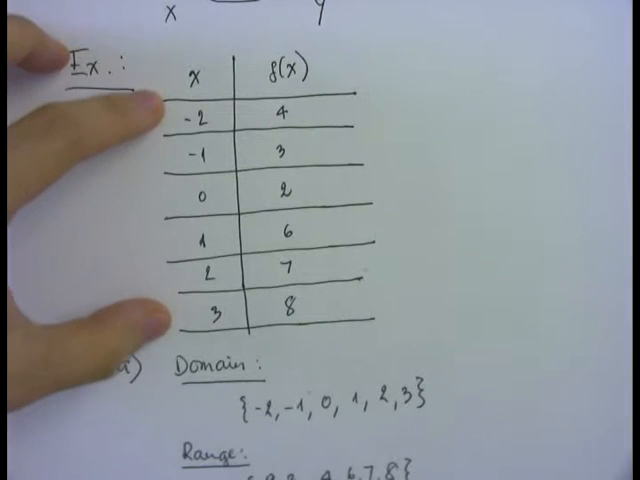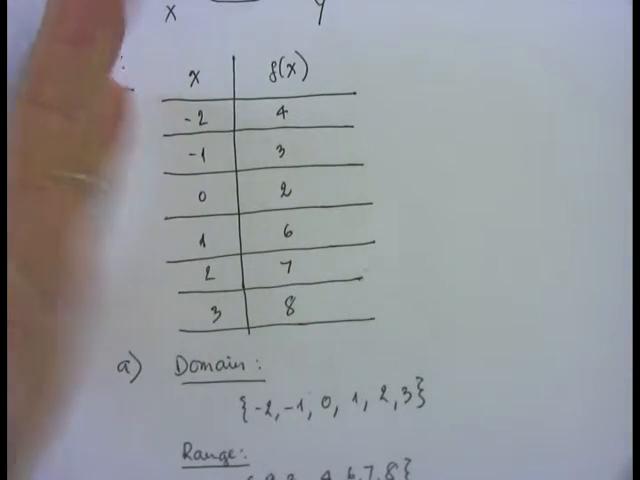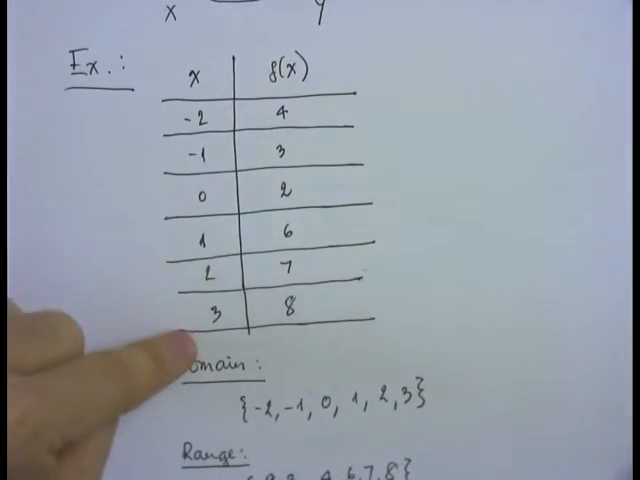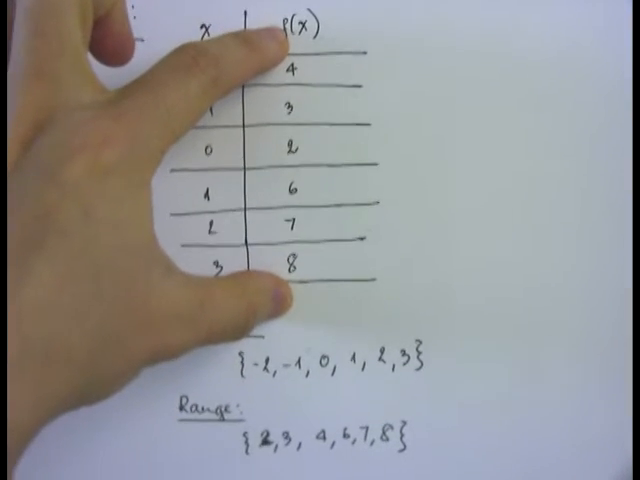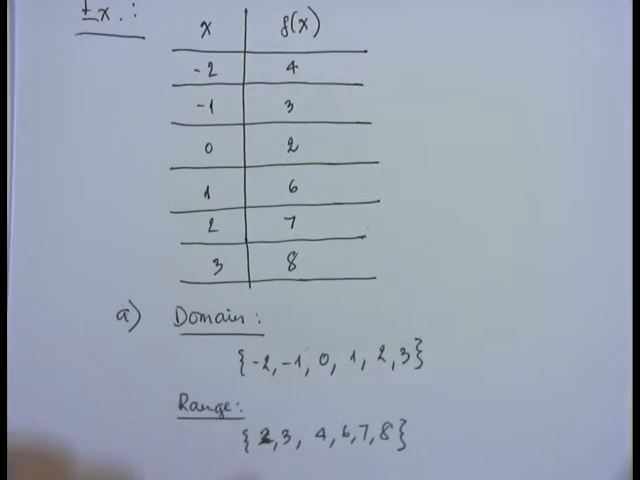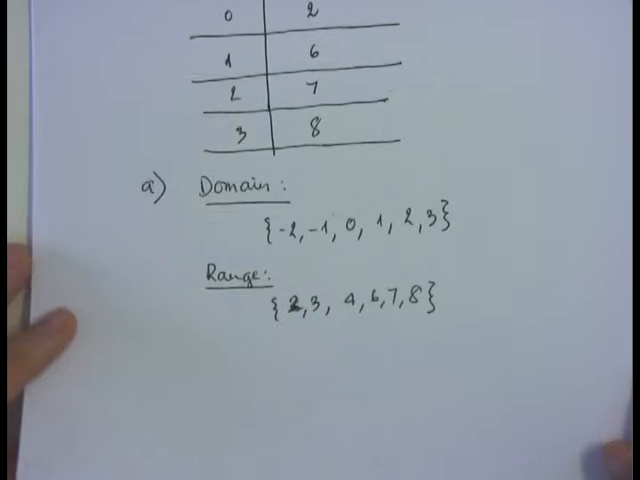The domain is simply all the x values, all the values that you can pick from the x column. The range would be all the values that you can pick from the right hand side column, the f of x column. So now the next type of questions regarding this table here.